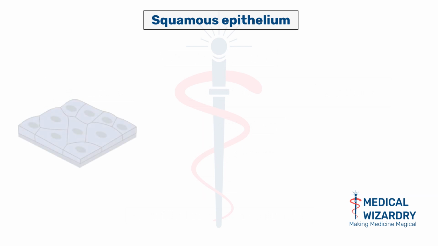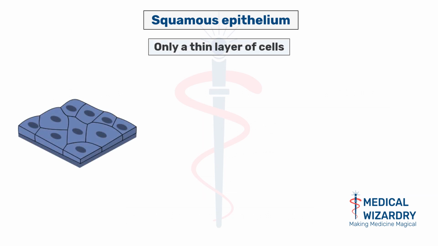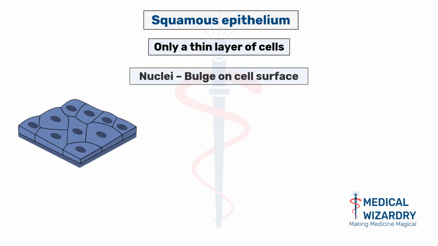In squamous epithelium, a single row of flattened cells with bulging cell surfaces, which is attributed to the nuclei of the cells, can be seen. On visualization of such epithelium under the electron microscope, we can see tight occluding junctions between the cells, which gives this epithelium the ability to restrict the movement of substances between the cells.